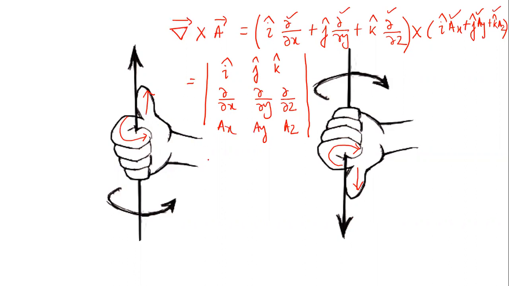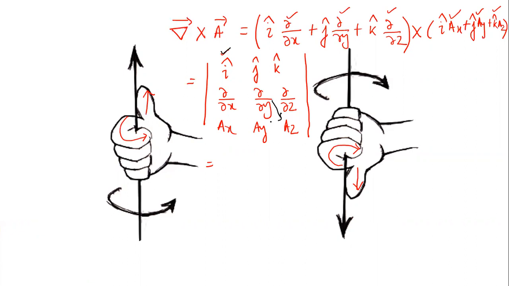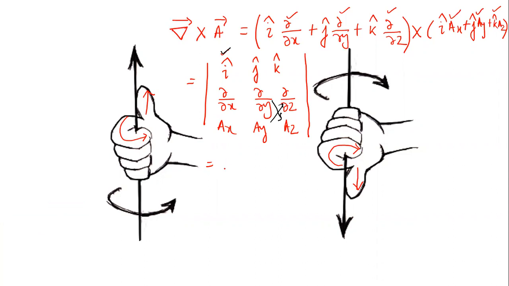Now you know how to expand this one. If you are taking i cap, then you take the difference between these two multiplied terms. Then minus j cap, you take the same way, del az by del x minus del by del z of ax. Or if you take it plus, just take the reverse. Whichever way you want, you can write it. I'm just expanding it, so let us expand it and then we will see.